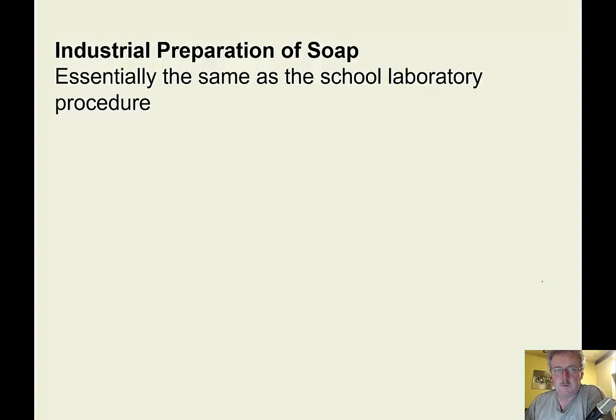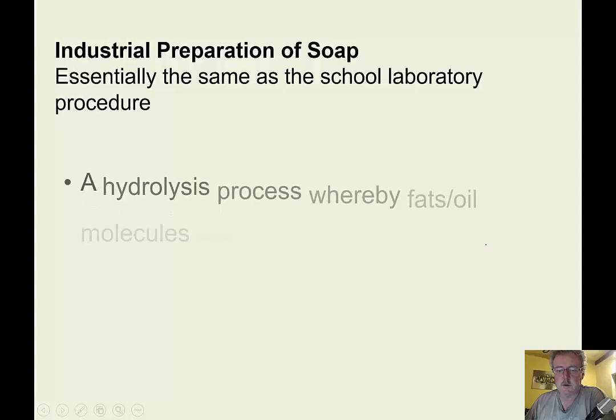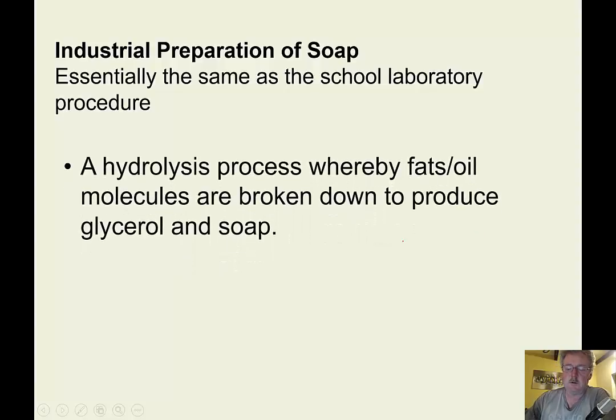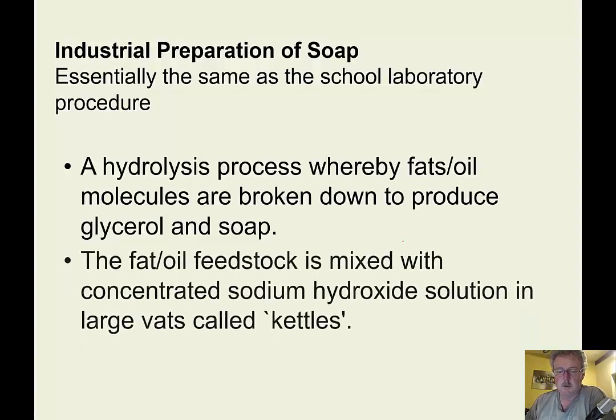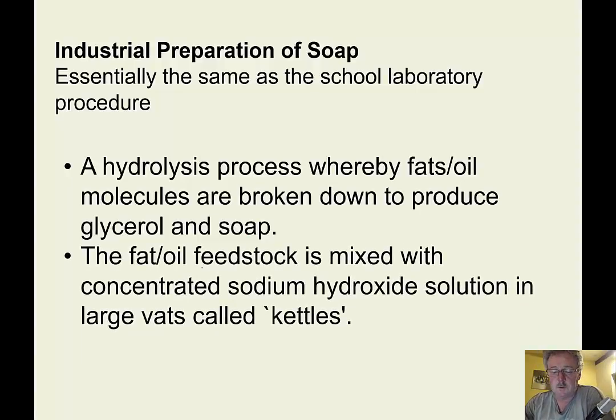In industrial production of soap, industrial saponification is pretty much the same as in the laboratory. The hydrolysis process, where fat molecules are broken down to produce glycerol and soap. The fat and oil feedstock. So this is the supply of fat and oil that's put into the process, is mixed with concentrated sodium hydroxide.